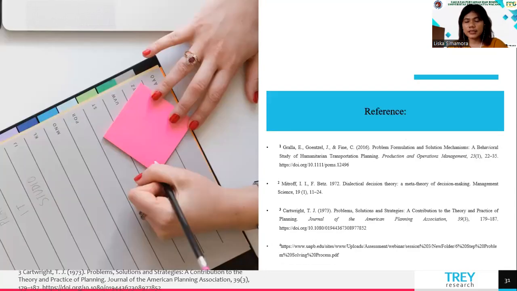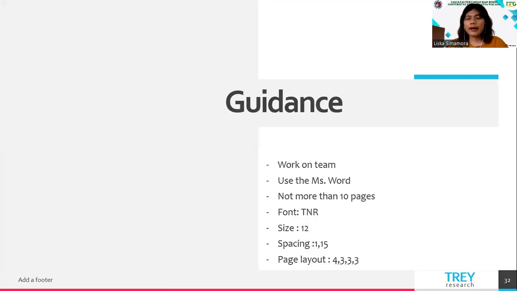So this is the reference for this topic. You can go to it by yourself, dig more, read more, and you can also read the handout I put. And the guidance to do your assignment: you have to work in a team. Your team is based on your previous group.